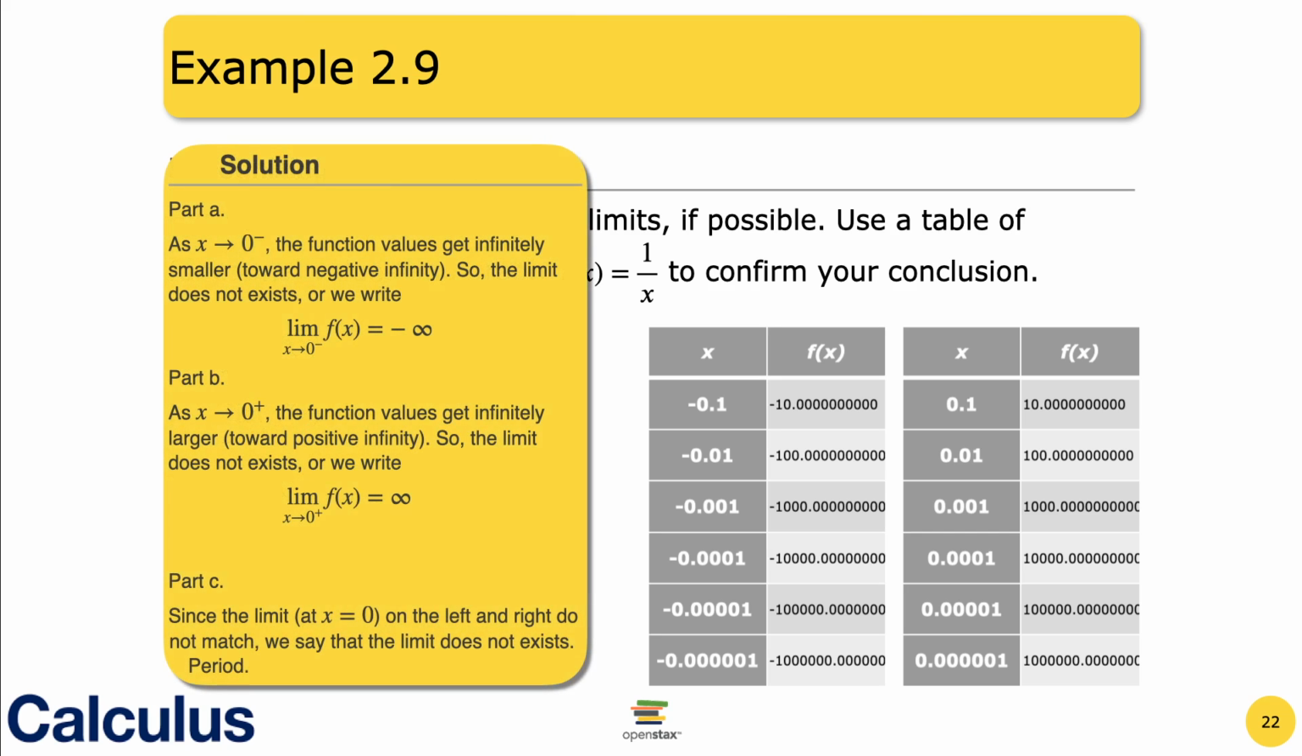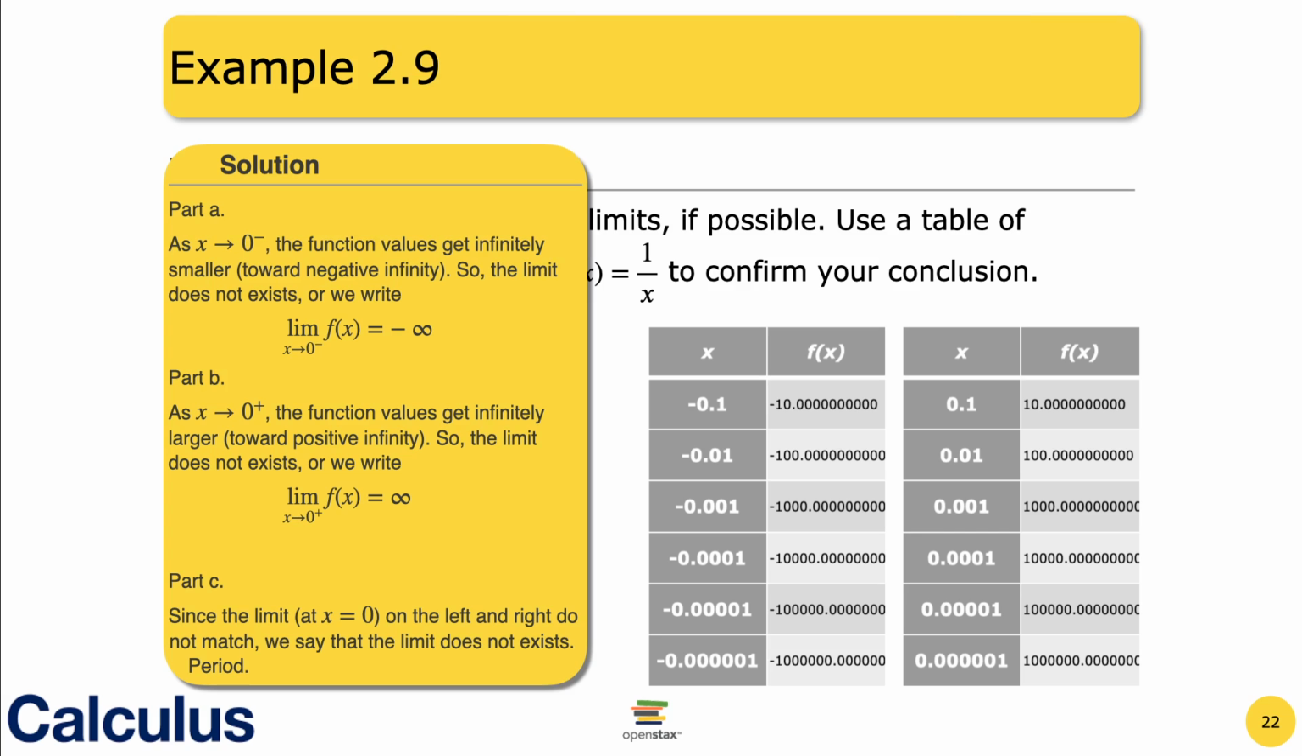And that's exactly how we would say this. Symbolically, we would say the limit as x approaches 0 from the left of f of x equals negative infinity, and then the limit as x approaches 0 from the right of f of x equals infinity. Since the left and right limits do not match, we would say that the limit does not exist.